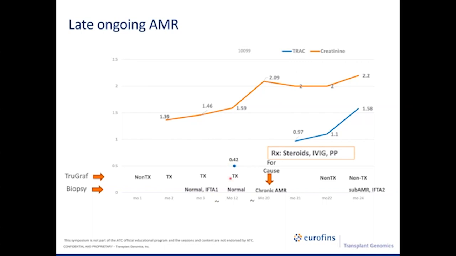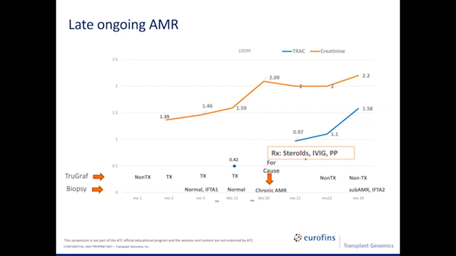Now, this patient, there's a gap here of about 8 months. The patient at month 20 has a rise in serum creatinine. You can see up to 2.0, almost 2.1. They have a for-cause biopsy done. Now, TruGraf is not indicated during times of instability. So this patient doesn't have stable renal function, so we don't do a TruGraf, but they have a biopsy, and it shows AMR and with some potentially chronic features.